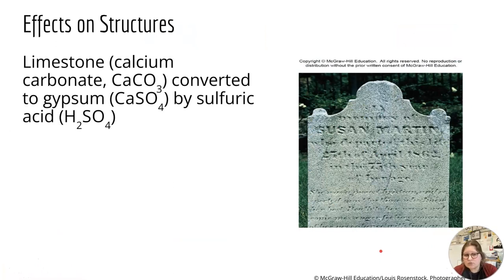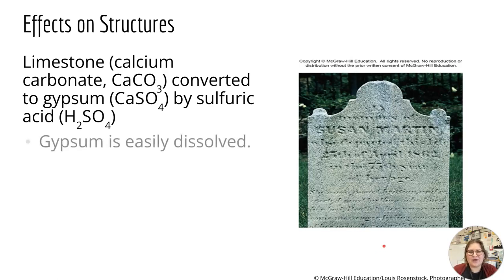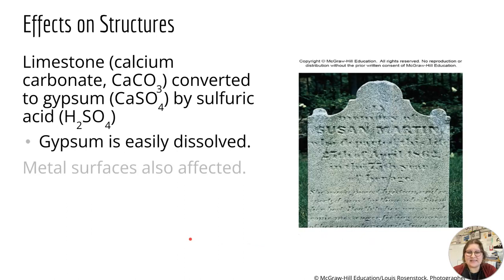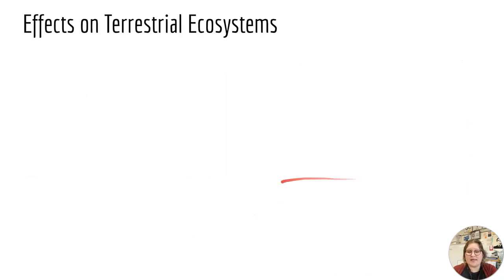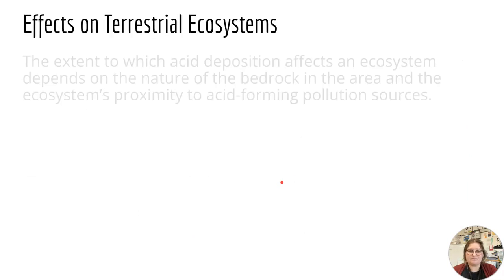So limestone, which is calcium carbonate, gets converted to gypsum by sulfuric acid, and it starts to break down. Gypsum is really easily dissolved. Metal surfaces can also be affected, but we see it really quickly in that limestone.